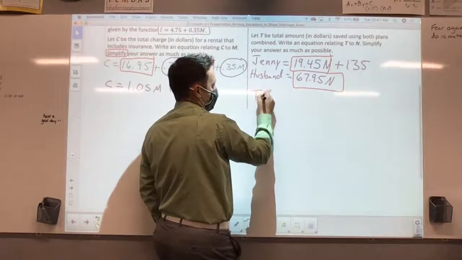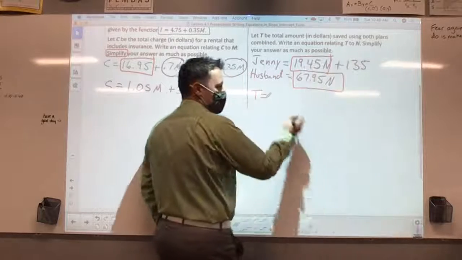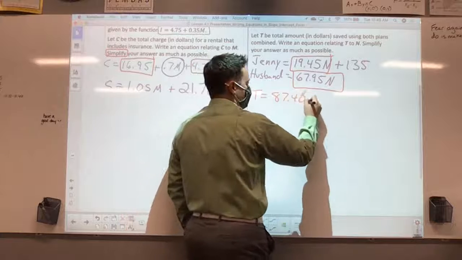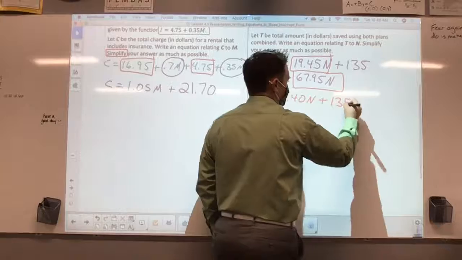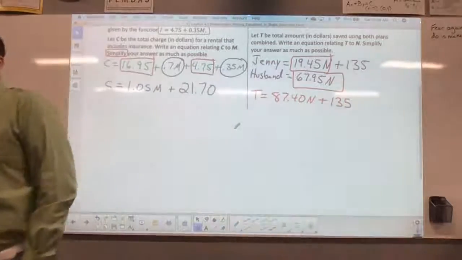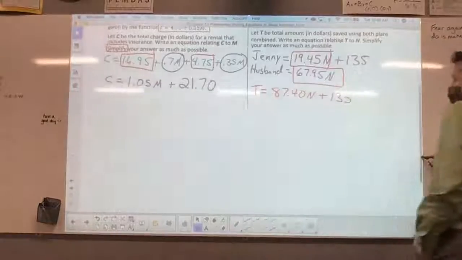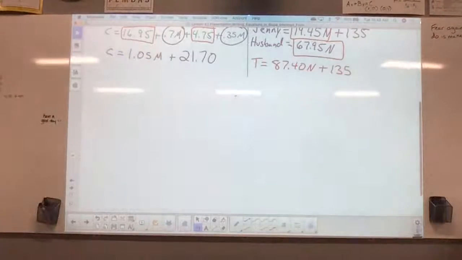So on Alex, you'd have to put T equals, and it would be $87.40 plus their initial value. And that's it. Not difficult. What it is making sure you guys can take a word problem and make it into an equation.